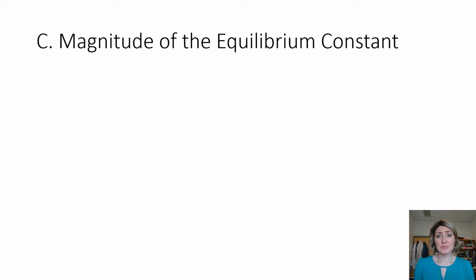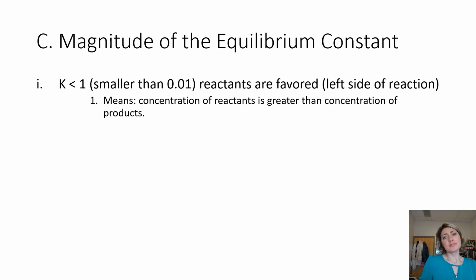So now that we learned how to write an equilibrium expression and find an equilibrium constant, we can talk about what a K value actually tells us. If your K value is incredibly small, and we're talking smaller than 0.01, it tells us that the reactants are favored, or the equilibrium lies to the left side, the reactant side of the reaction. So essentially at equilibrium, when your forward reaction and your reverse reaction rates are equal to each other, the concentration of the reactants is greater than the concentration of the products.